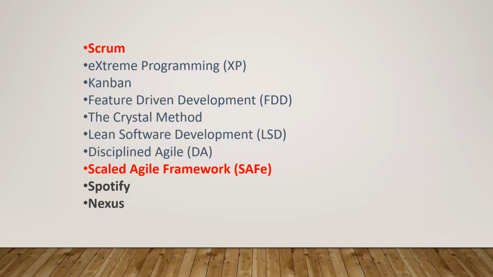We will discuss Kanban and a little bit of Extreme Programming. All the other things, like Scaled Agile, are again on a bigger platform. If it is a very big, complex project built across many teams, then Scaled Agile comes in. Spotify and Nexus are also driven from the Agile methodologies. Right?